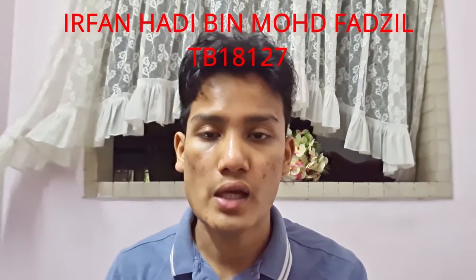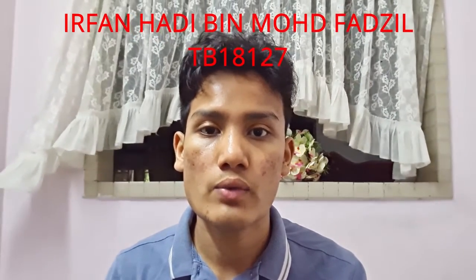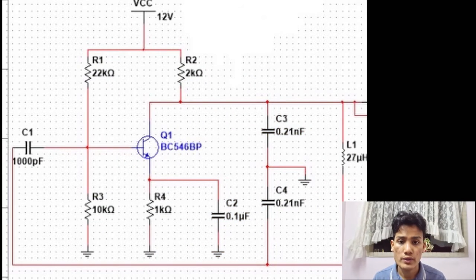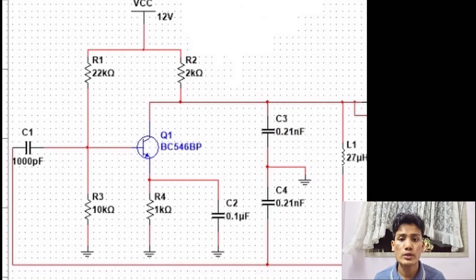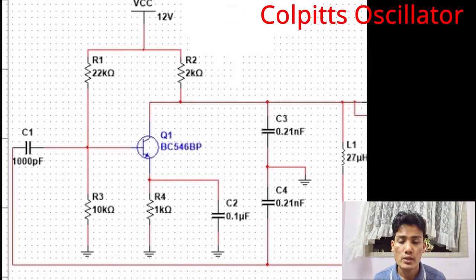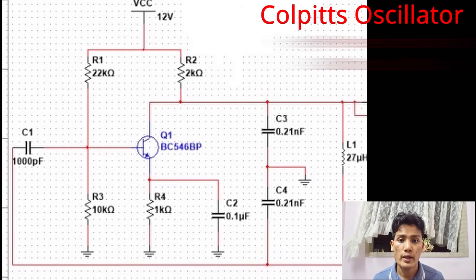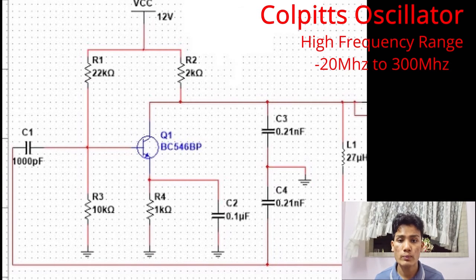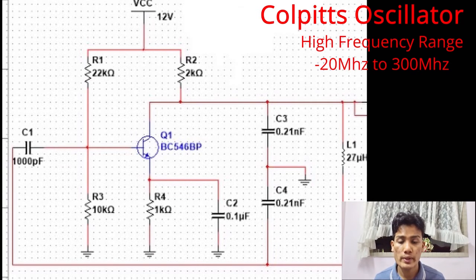For my presentation, I will explain to you about our circuit. So let's get right into it. First of all is our carrier frequency circuit. For this circuit, we use a Colpitts oscillator. The reason we use the Colpitts oscillator is that it can perform at a higher frequency, with a range of around 20 to 300 megahertz, which suits our output objective of 3 megahertz.